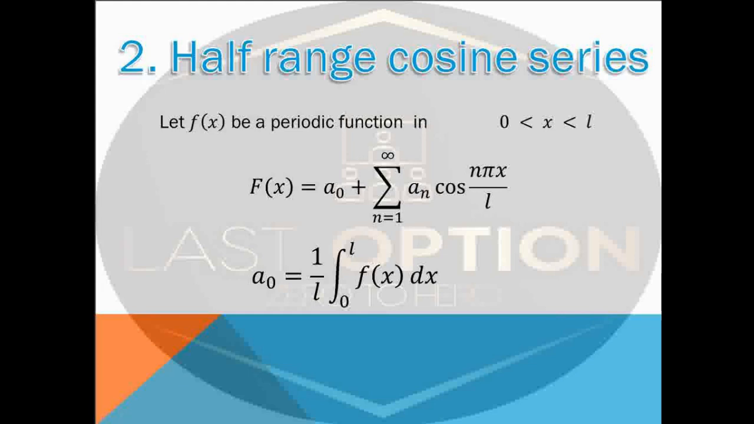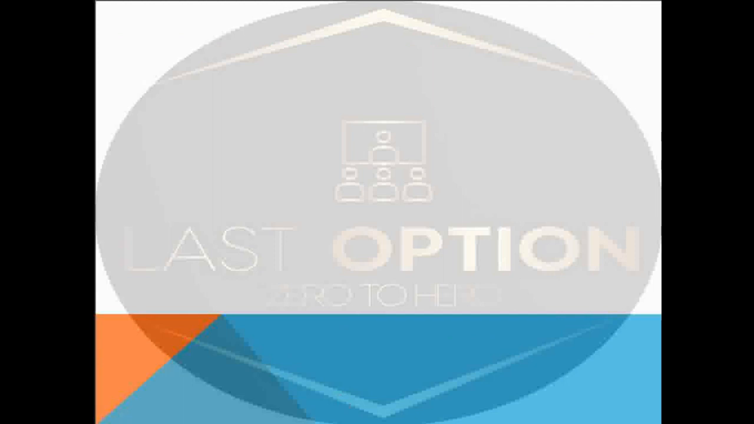And in Fourier series, a0 is equal to 1 upon 2L integration of f of x dx from minus L to L. Here 2 is there, and the limit of the integration is from minus L to L, and both are the same. And an is equal to 2 upon L integration of f of x cos n pi x upon L dx. And in the Fourier series, the 2 is not there, in place of 2 there is 1, and the limit is also from minus L to L.